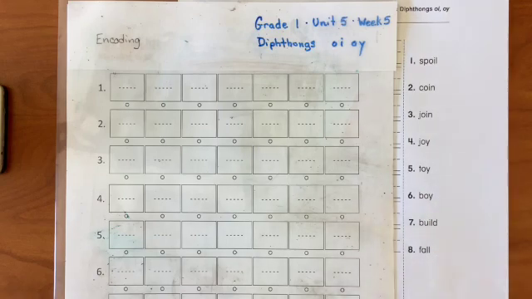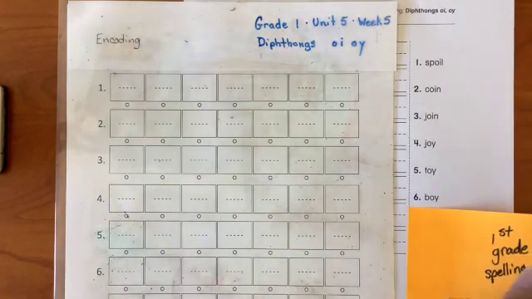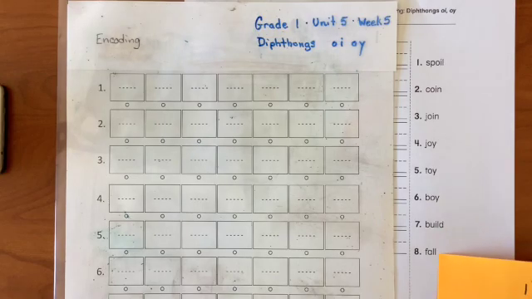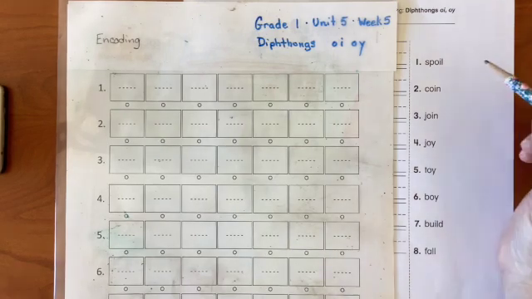So all of these, 1 through 6, are the diphthongs, and then they put extra words in for sight words at the bottom, so they want you to be able to spell those as well. I'll go through all of them with you.